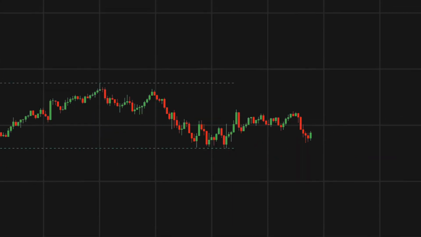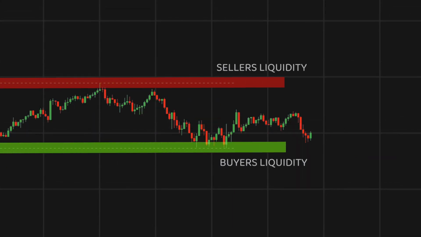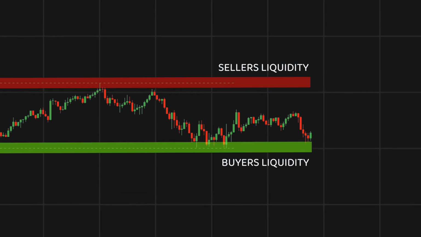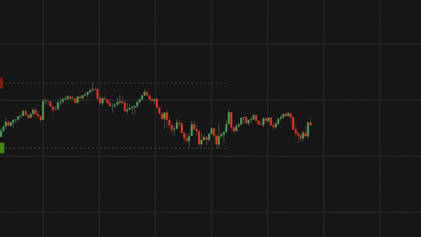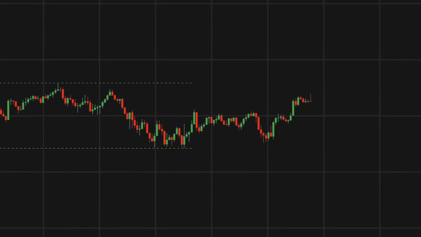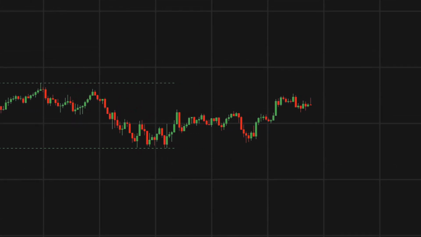These levels are also liquidity magnets. They often attract a high volume of buying or selling orders, as traders expect to see price movements around these key points. This increased liquidity can intensify price movements, creating both opportunities and risks for traders.